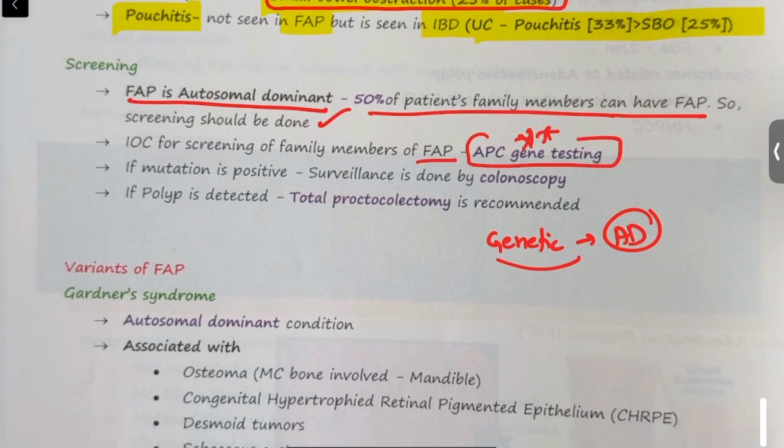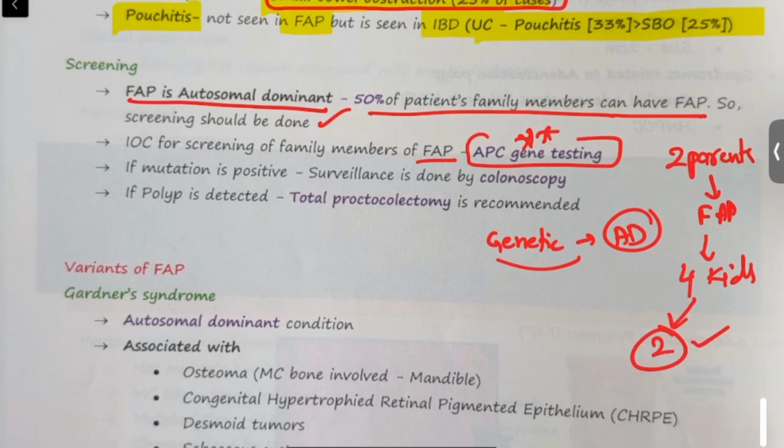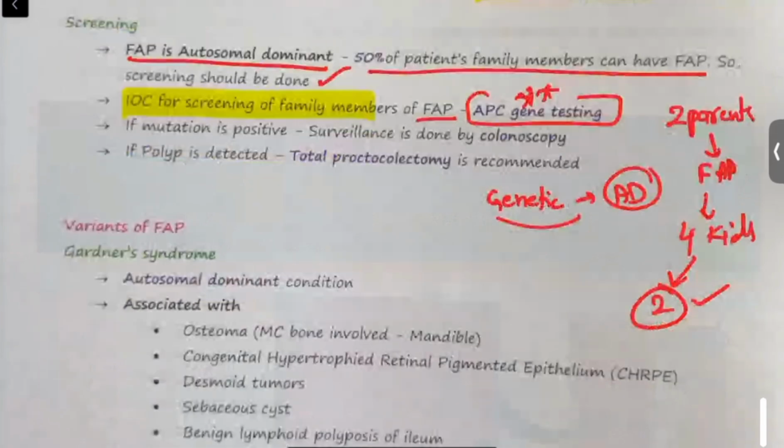So now there are 2 parents, and let's assume one of them has FAP. If they have 4 kids, we know that 2 of them are definitely going to have FAP. Okay, for that reason we can go for screening, and then we can do something by early detection.